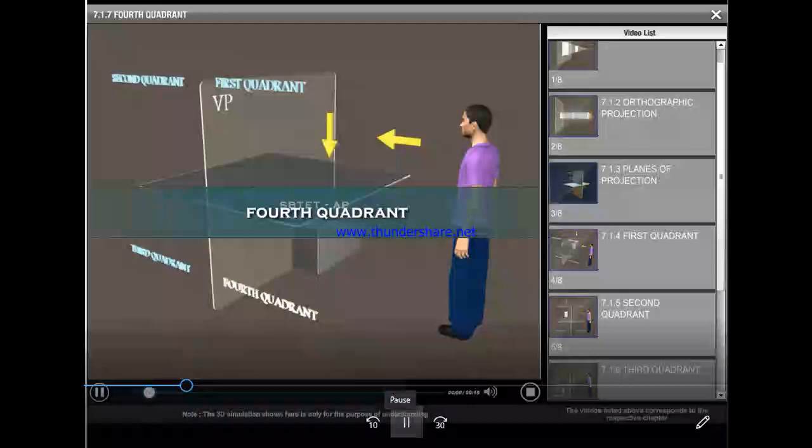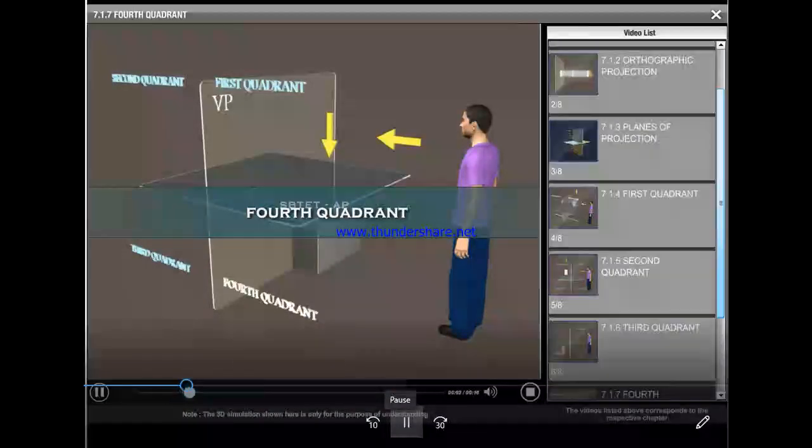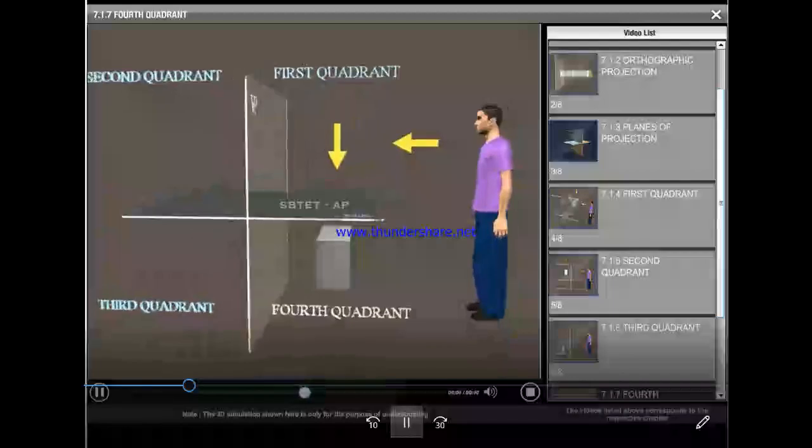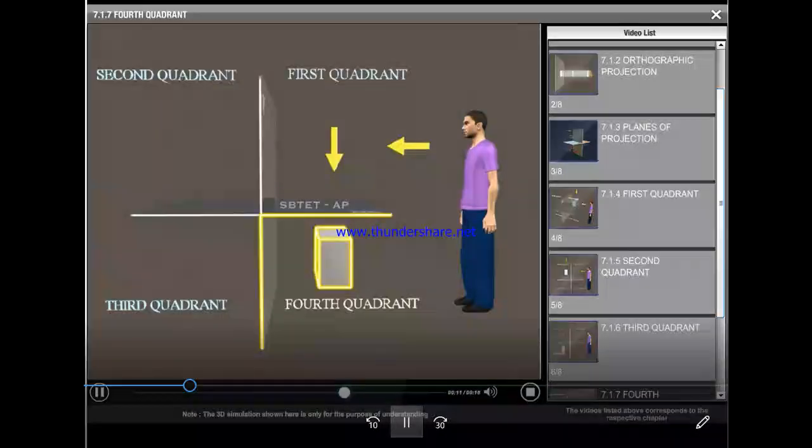Fourth quadrant. In this video, we will see how the object is placed in the fourth quadrant. In this quadrant, the object is placed below the horizontal plane and in front of the vertical plane.